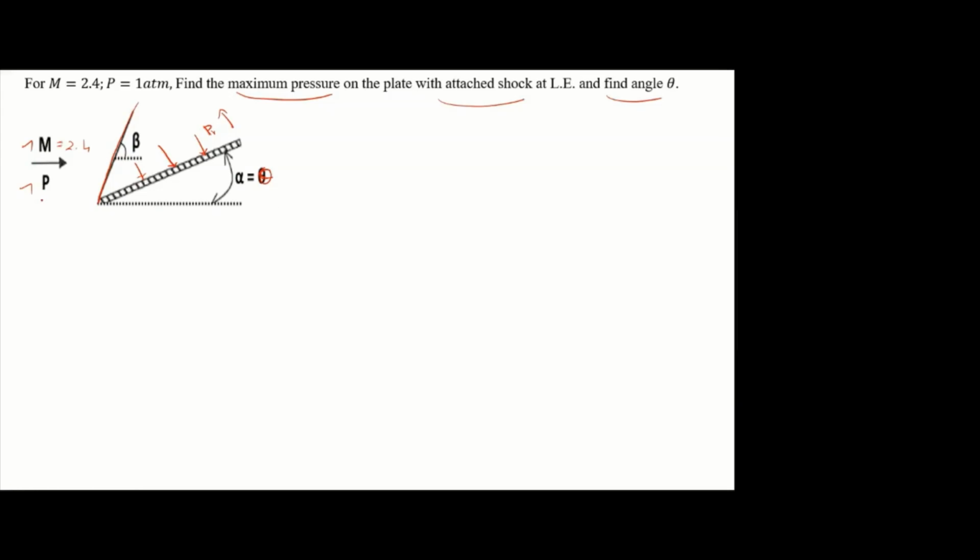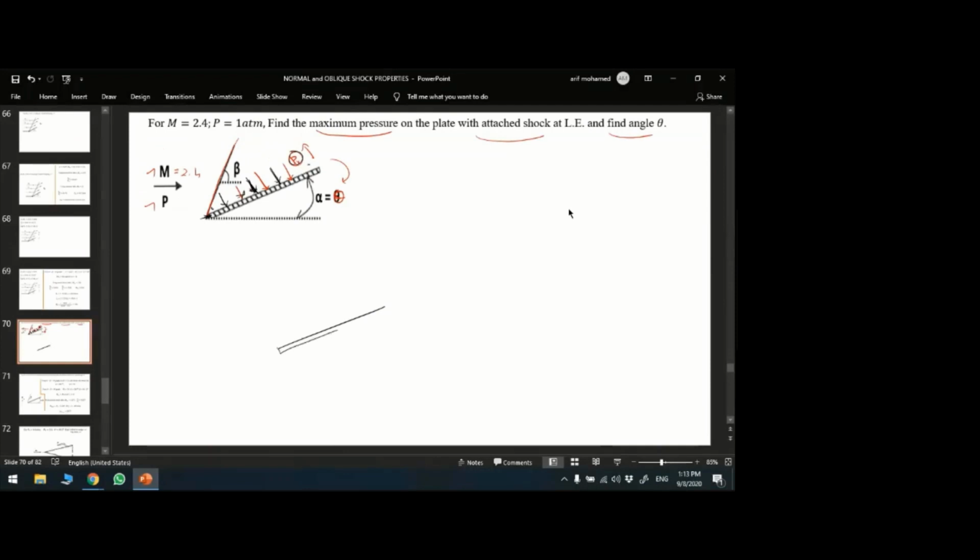Only the Mach number and pressure are known, so we have to find the maximum pressure and the corresponding theta to produce the maximum pressure, with the condition of an attached shock. What is the procedure here? This is the flat plate, we have the oblique shock, and we don't know theta. The Mach number is fixed, and depending upon the condition this pressure will vary. How to vary this pressure? How to get the maximum pressure?